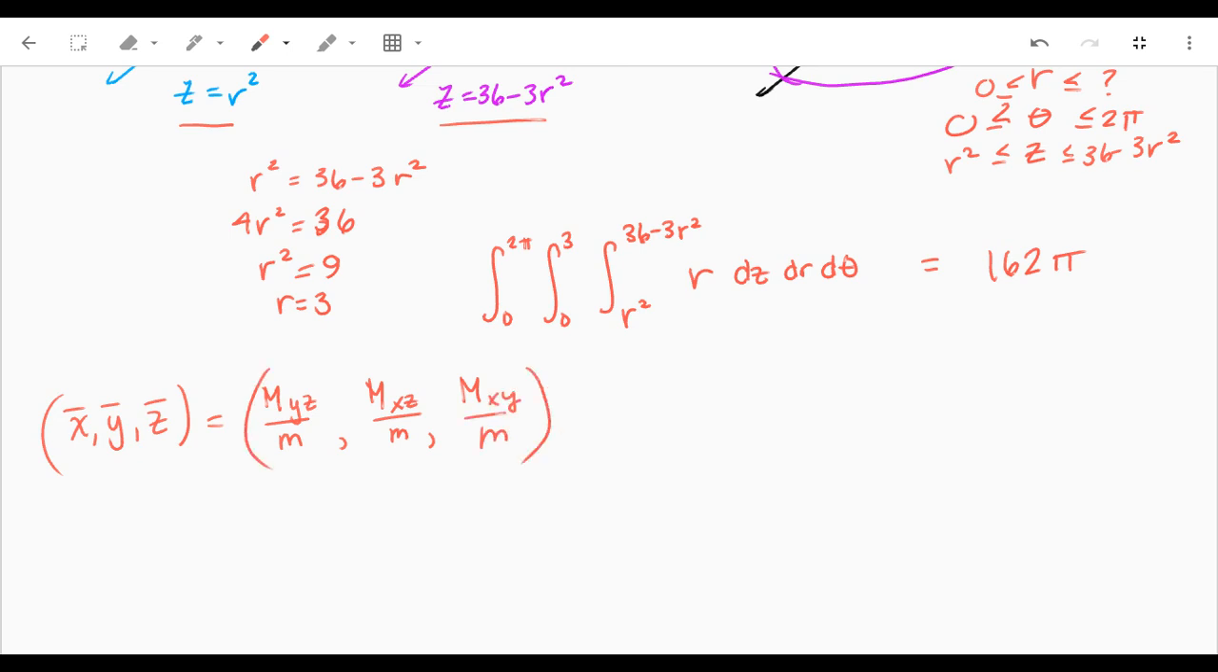Okay. So now the good thing is that the mass, remember, if the density is constant, the mass is just some constant times the volume. So 162 pi, I think in your book they use K. Okay, just represent whatever the constant density is. So there's your mass, okay?